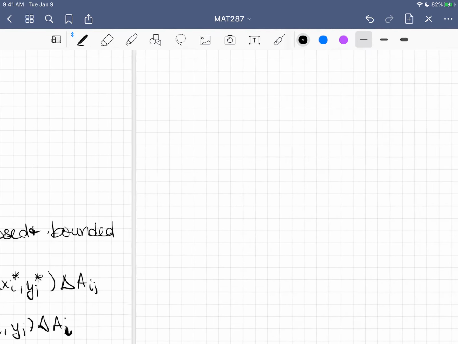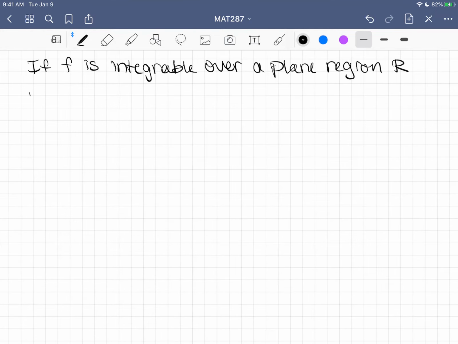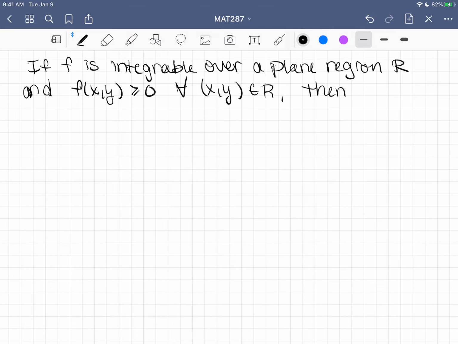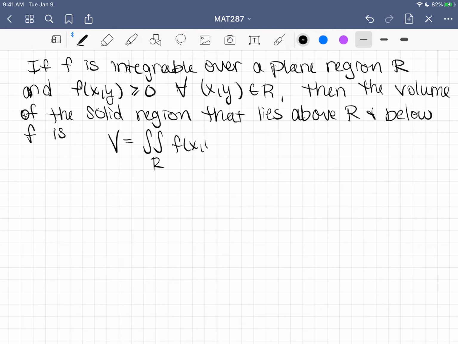It gives us volume. So let's write that down. If f is integrable over a plane region R, and f of xy is positive or non-negative for any xy in the region R, then the volume of the solid region that lies above R and below F is exactly the double integral over R of f of xy dA.